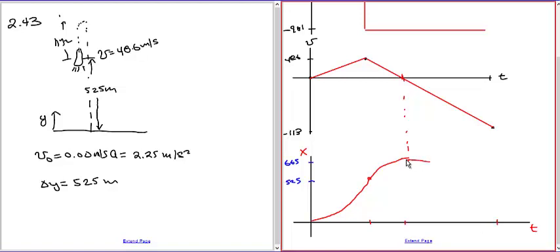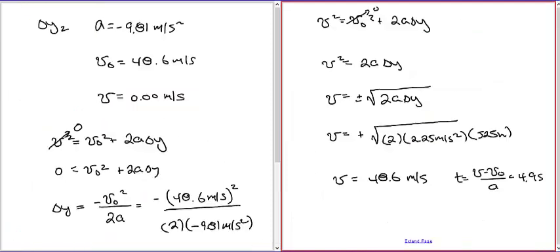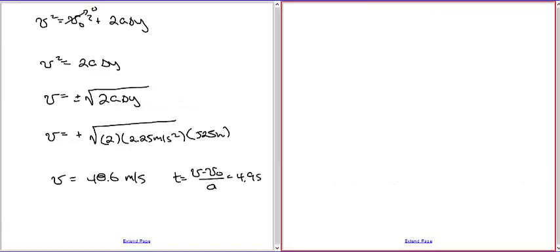So this is a downward facing parabola. From here to there, this is an upward facing parabola. Okay, so that is the first problem.